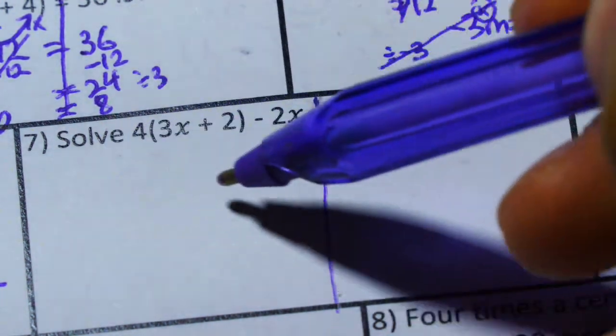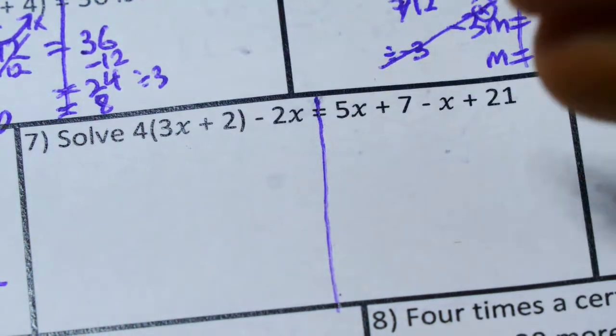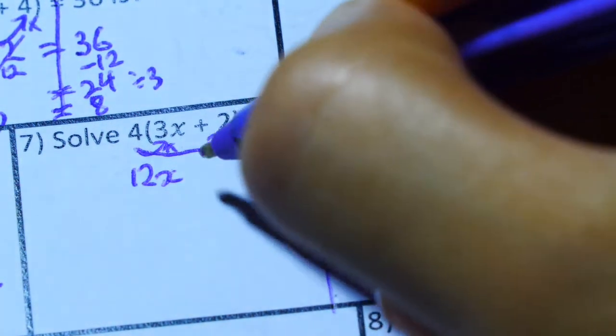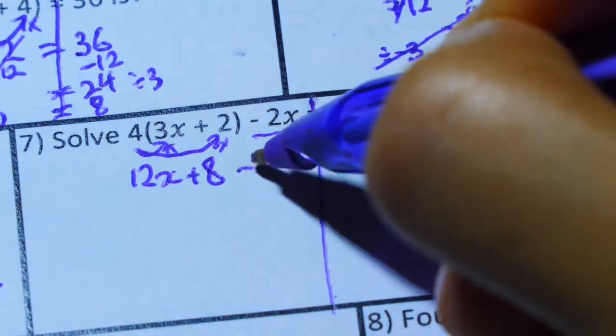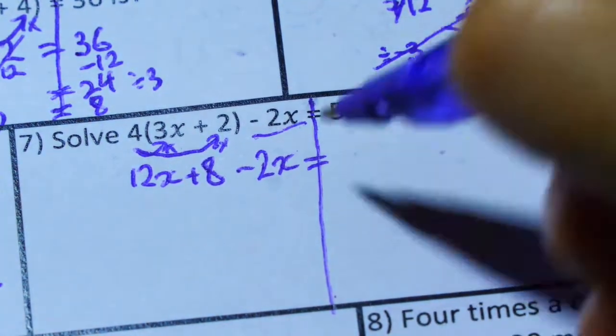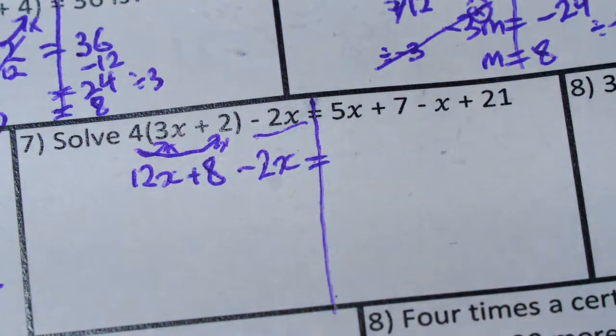Let's look at this side first. On this side, I can see we have brackets, so I need to remove those brackets. 4 times 3x, 12x. 4 times plus 2, plus 8. And we have this minus 2x here. Equals. Remember to always put the equals on the line.